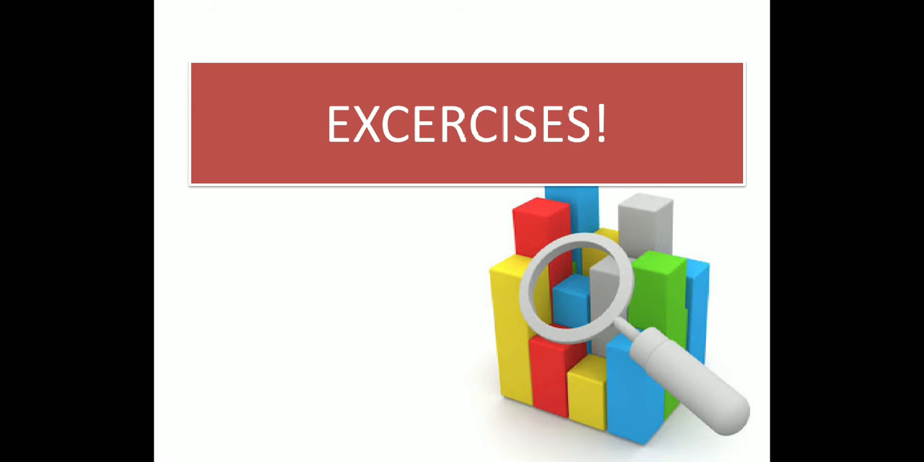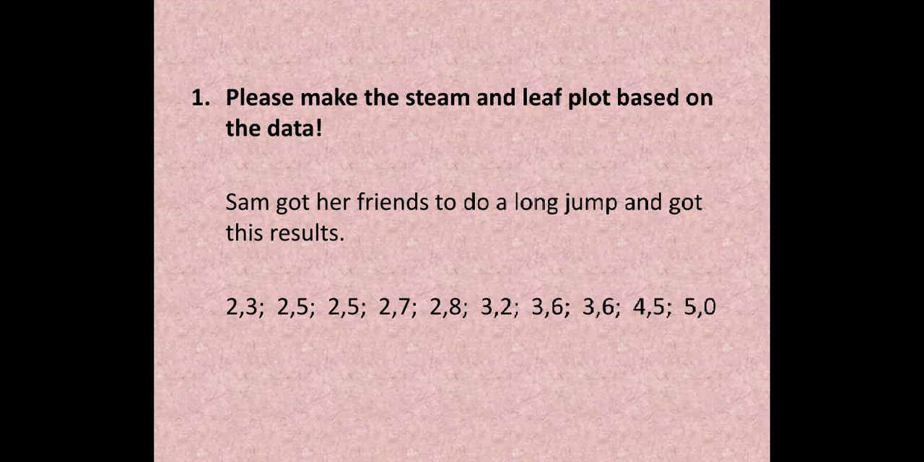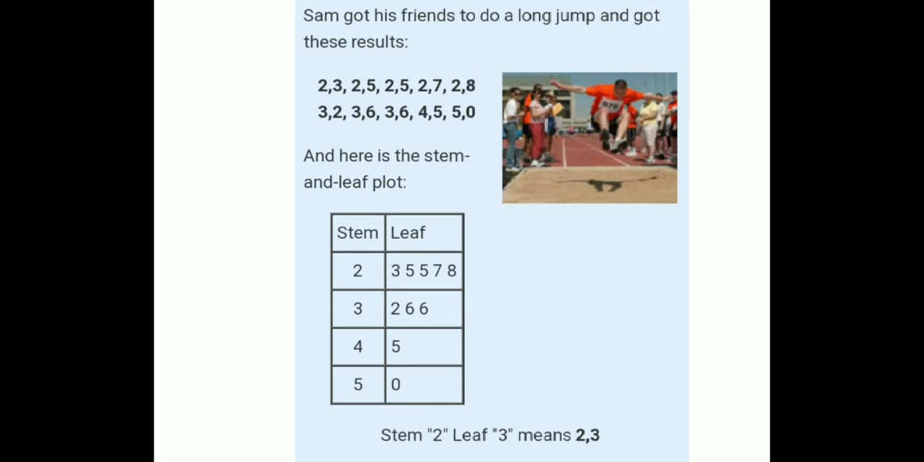Okay, so let's start the exercise. The first is, please make the stem and leaf plot based on the data. Sam got her friends to do a long jump and got these results. You can see these results. Based on the results, we can make the stem and leaf plot. This is the answer.